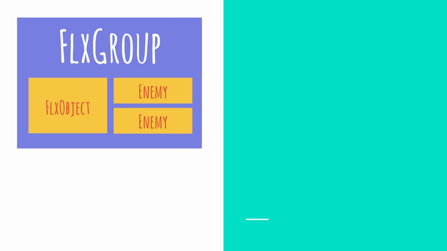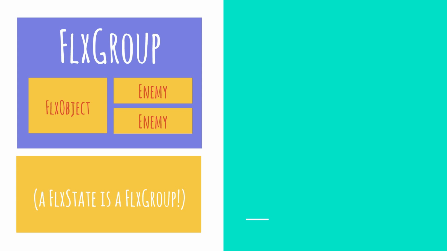The last thing I'd like to mention in this lesson are Flix Groups. For now, you can think of a Flix Group as a collection of Flix objects. For instance, you could use it to group all of your enemies together. You could also add Flix Groups to other Flix Groups. A Flix state is actually a Flix group.